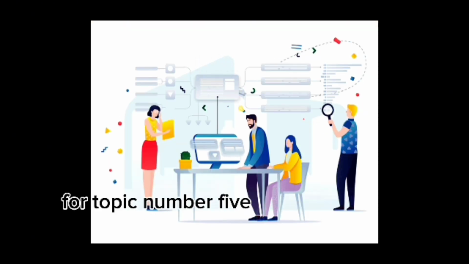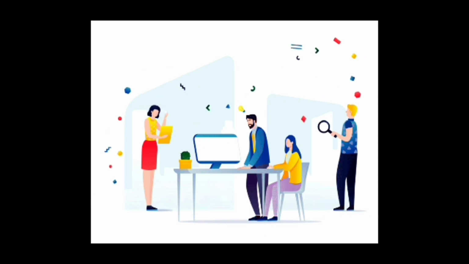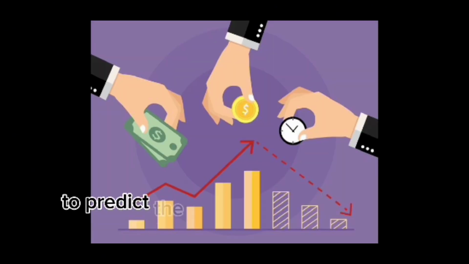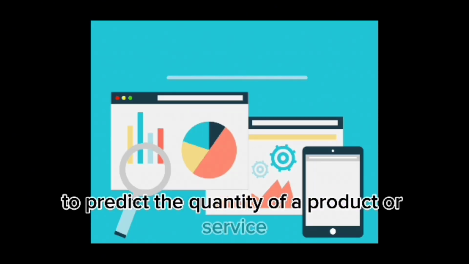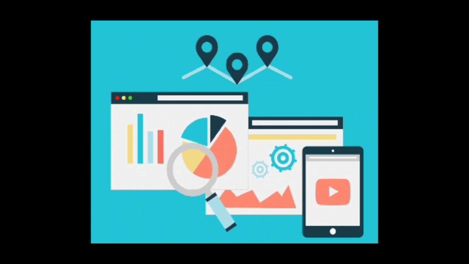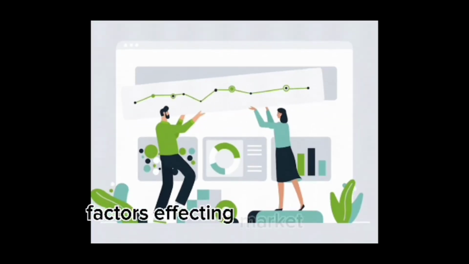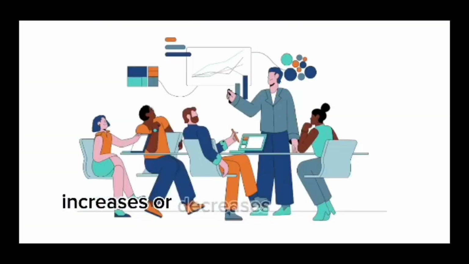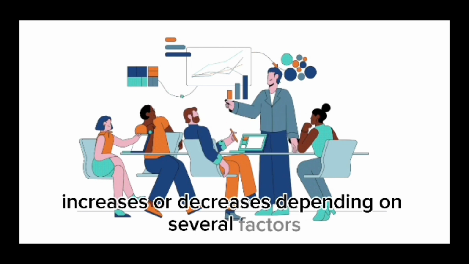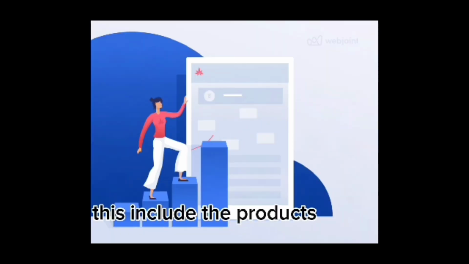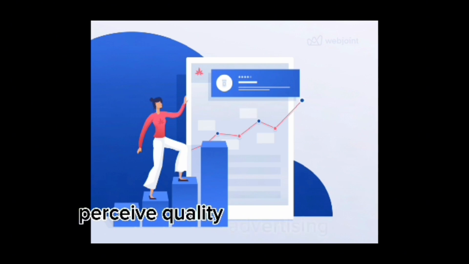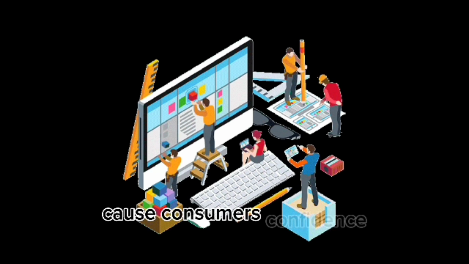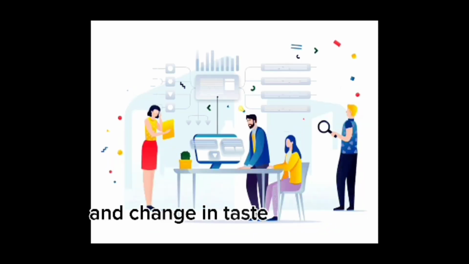For topic number 5, how to estimate market demand. Estimating market demand involves analyzing various factors to predict the quantity of a product or service that consumers will buy. Number 6, factors affecting market demand. The demand for a good increases or decreases depending on several factors. These include the product's price, perceived quality, advertising spend, consumer income, consumers' confidence, and change in taste and fashion.